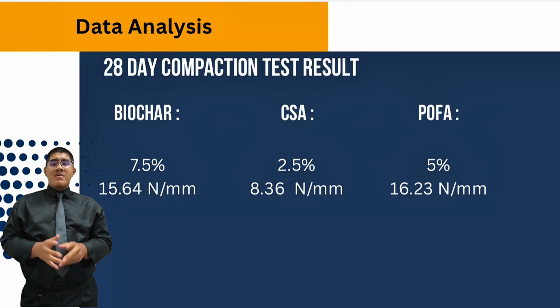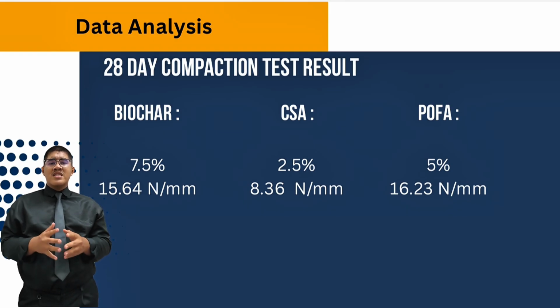At 7.5%, biochar achieved a strength of 15.64 Newton per square millimeter, showing good improvement in bonding and crack resistance. Coconut shell ash at 2.5% recorded 8.36 Newton per square millimeter, which is lower but still enhanced concrete density and durability. Meanwhile, POFA at 5% produced the highest strength, 60.23 Newton per square millimeter, due to its high silica content that improves the pozzolanic reaction.